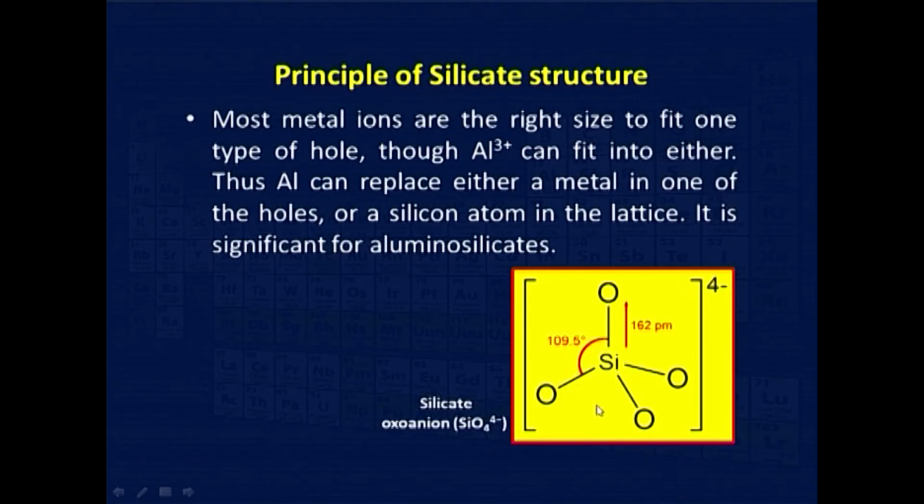This is the structure of silicate. The bond length is 162 picometer and the oxygen silicon oxygen angle is 109.5 degrees. This is the silicate oxyanion. It is the first category of the silicates based on the structure.